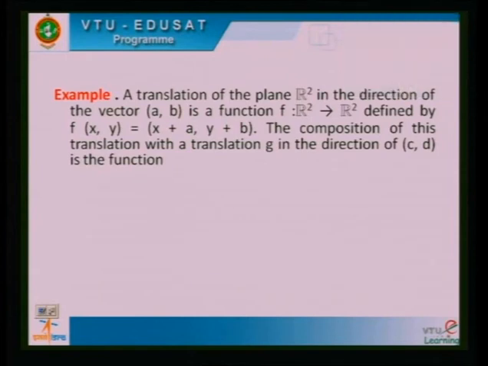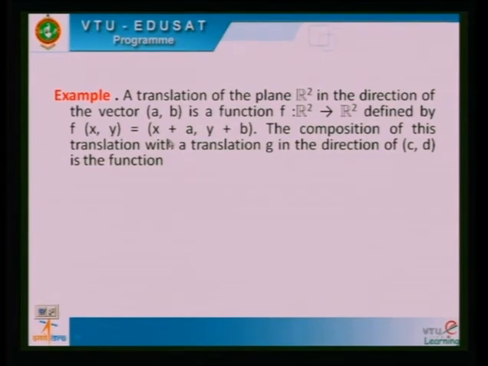There is another translation. You know that in a plane, a translation of the plane R square in the direction of the vector (a, b) is a function defined by f, a mapping from R square to R square, that is, real numbers to real numbers, defined by f of (x, y) is equal to (x plus a, y plus b).